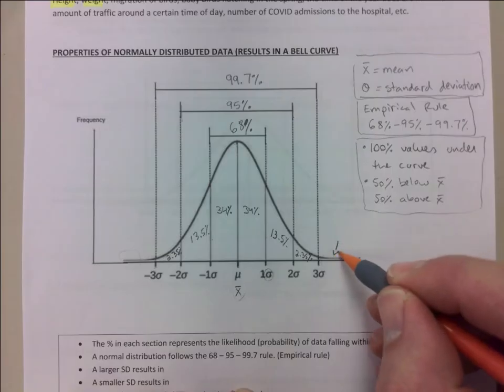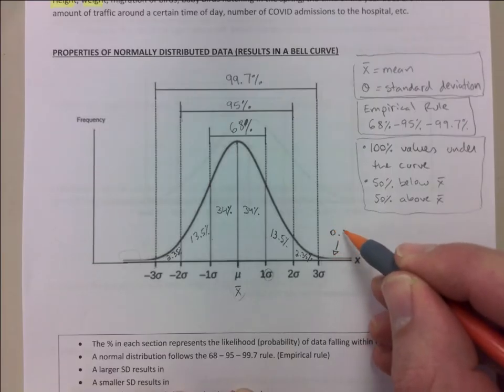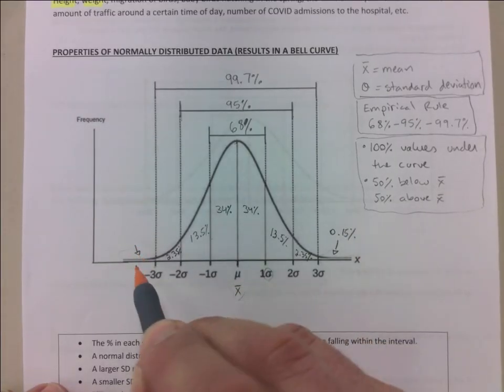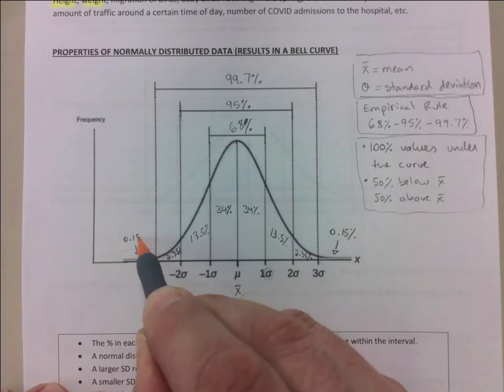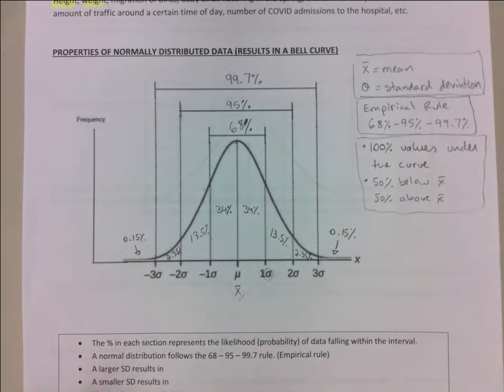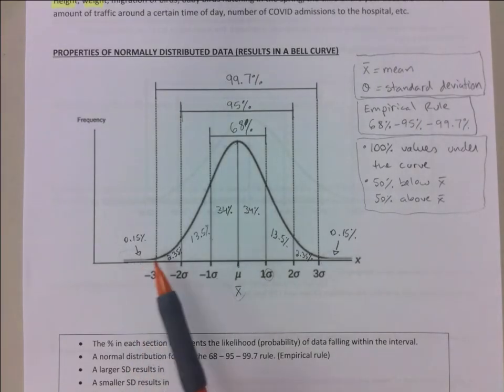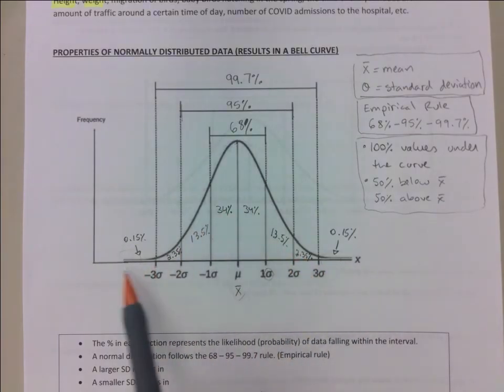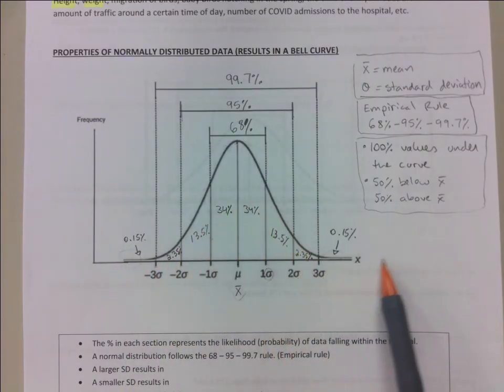So that means that in here, you've got 0.15%. And under this tail, you've got 0.15% as well. So if you combine all 8 sections that actually exist, you would add up to 100%. It's all of the values that we're considering for this particular study, things like that. Okay?